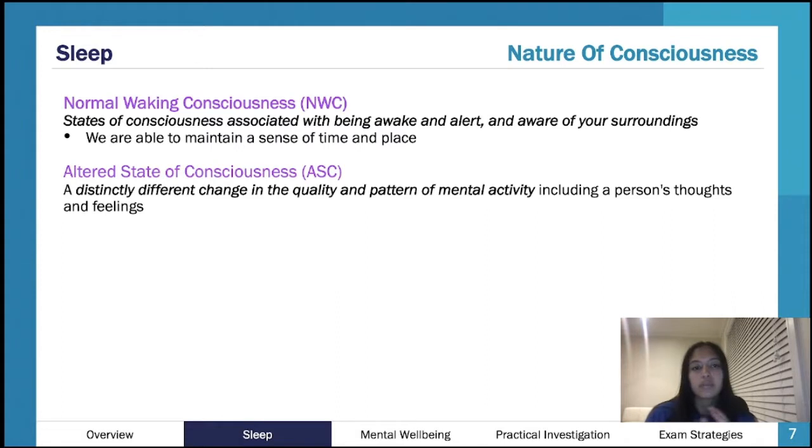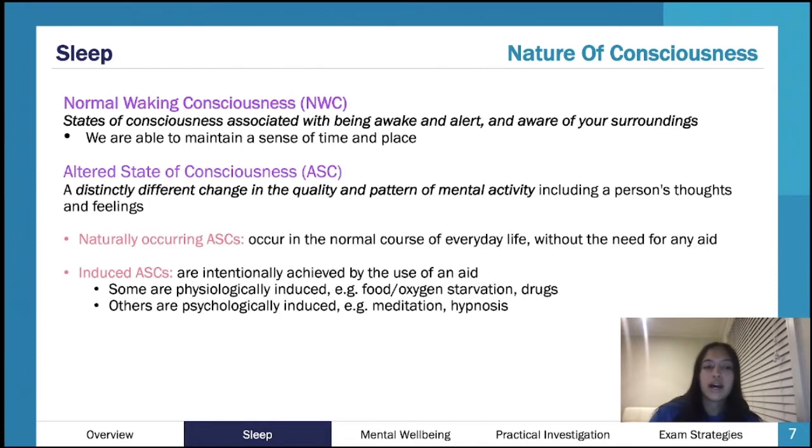So again, I like to speak of them relatively generally, but normal waking consciousness, just think of it being awake. An altered state of consciousness is everything that's not that, really. It encapsulates a lot of stuff. There are obviously a lot of examples. We're thinking about sleep, so you want to be thinking about it being naturally occurring. You don't have to take something or do a particular action to go to sleep. It occurs naturally and regularly. Whereas the other type of altered state of consciousness is an induced altered state of consciousness.